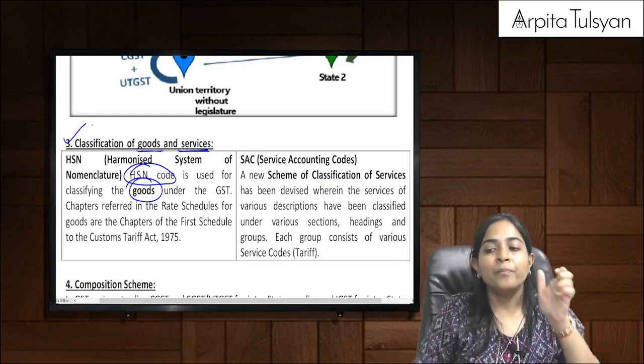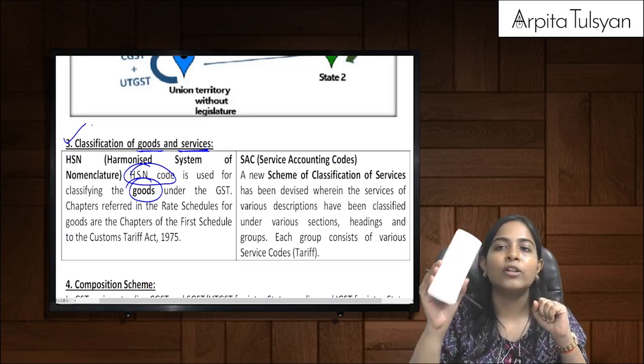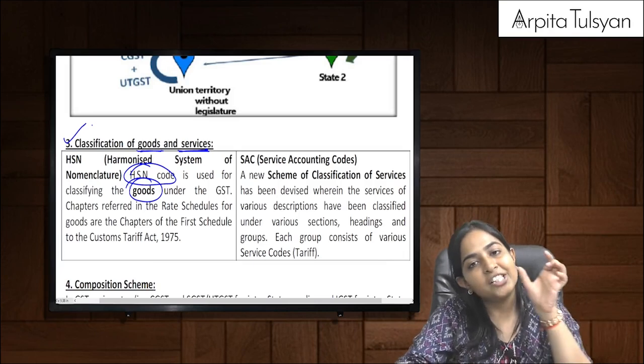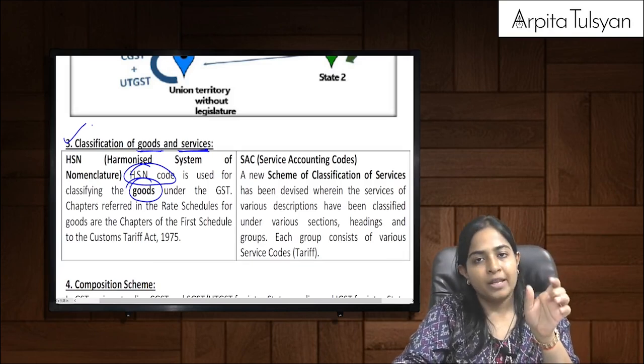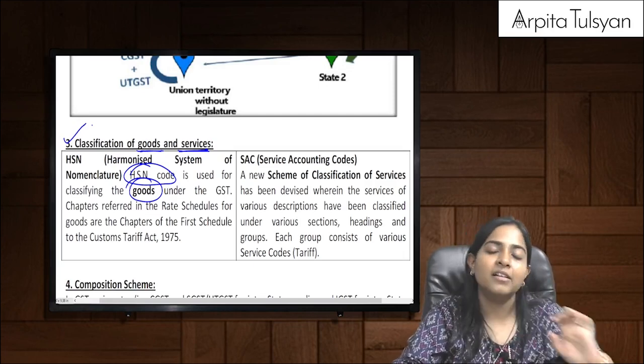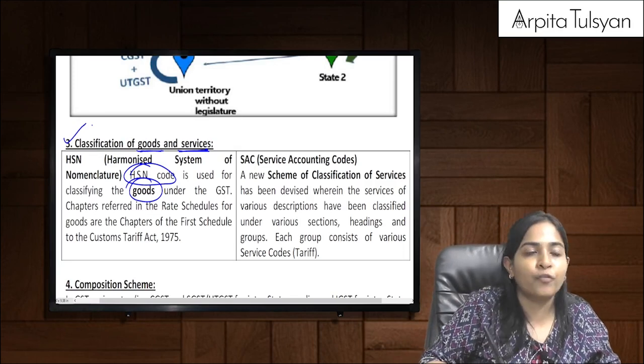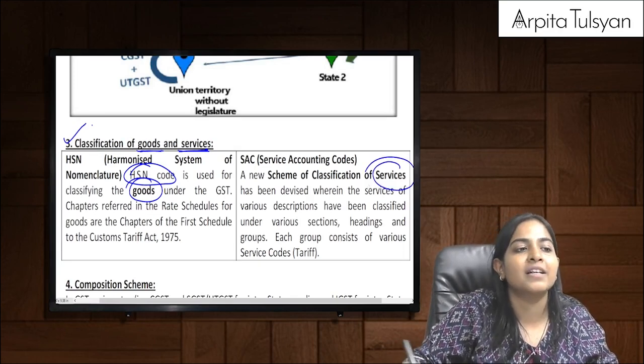Okay, so what we will do is, suppose I want to check what is the GST rate on this AC remote. So, I will check for the HSN code. In the law, I will check for the HSN code of the AC remote and then I will get the rate applicable. Then similarly, this was for the goods and now we have got it for services also.